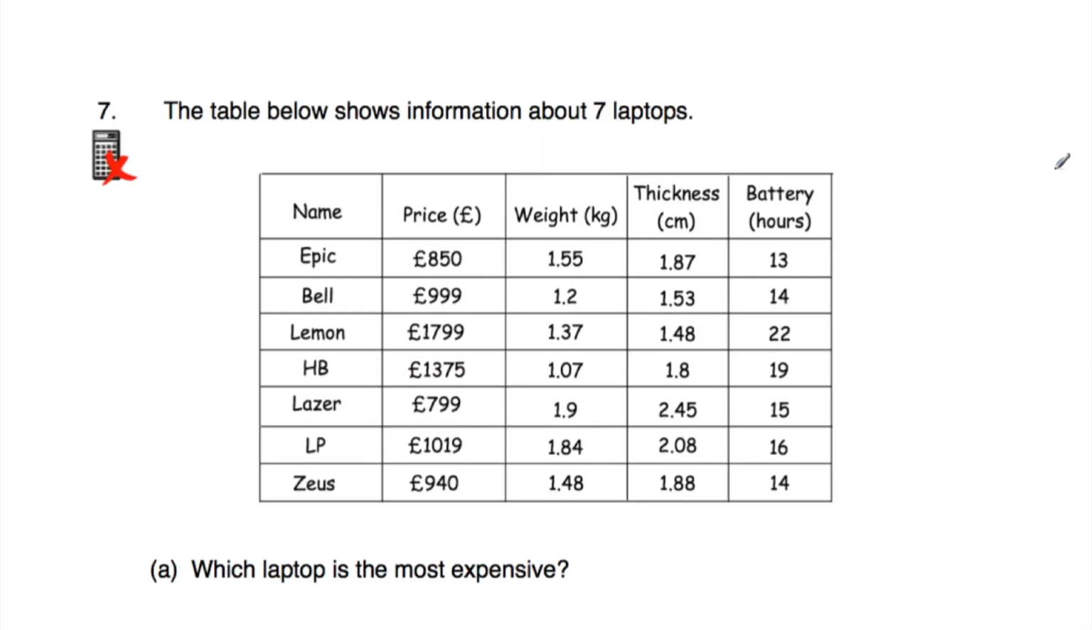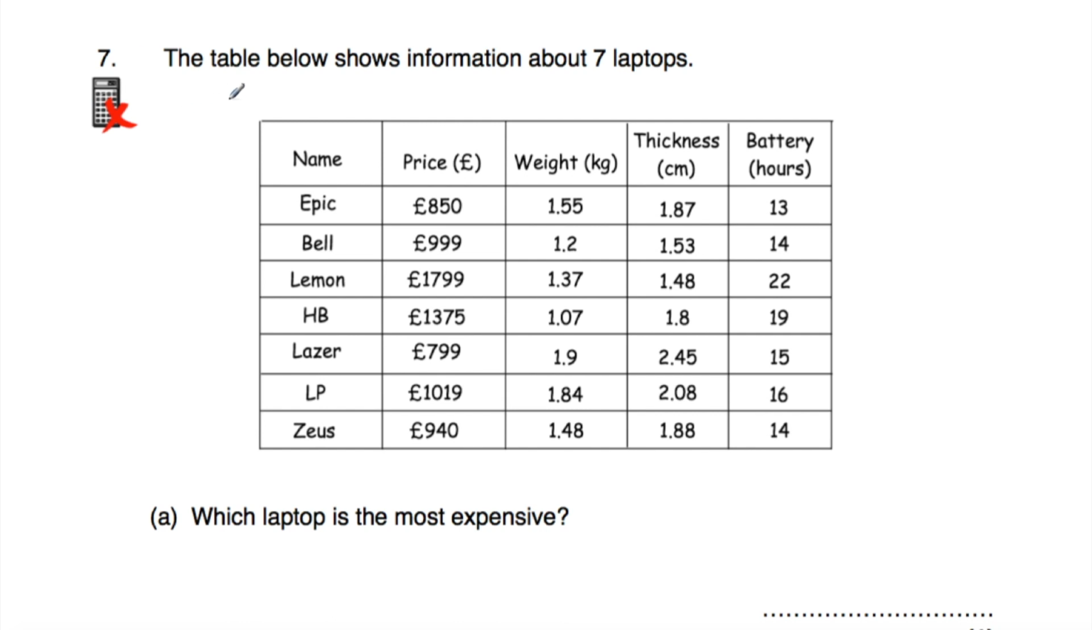Okay, let's have a look at our next question, question number 7. Question number 7 says, the table below shows information about 7 laptops. So we've got 7 laptops and we know the price, the weight, the thickness and the battery length of each of those laptops. And part A says, which laptop is the most expensive? If we have a look at the prices, you can see here the highest price is this one, which is the Lemon laptop. So the Lemon laptop is the most expensive.